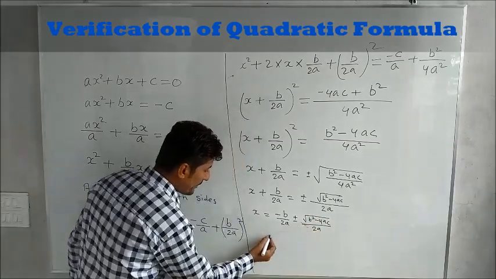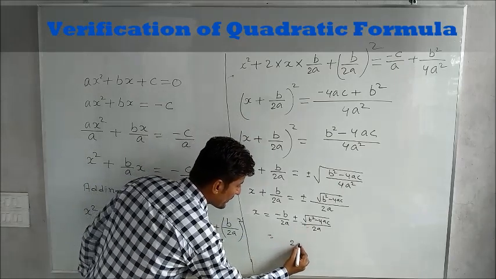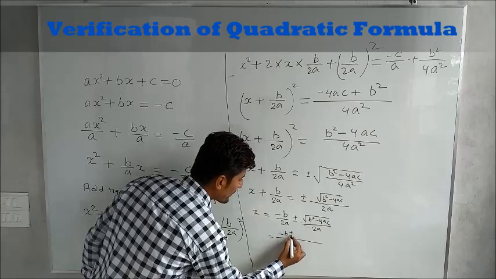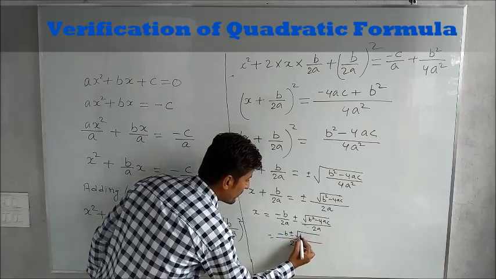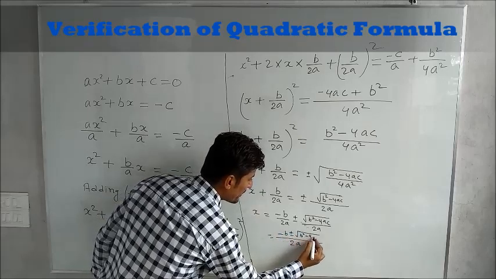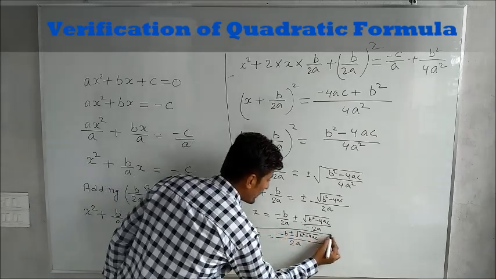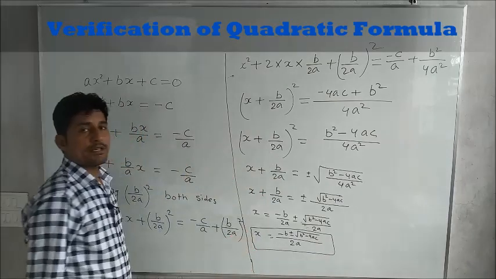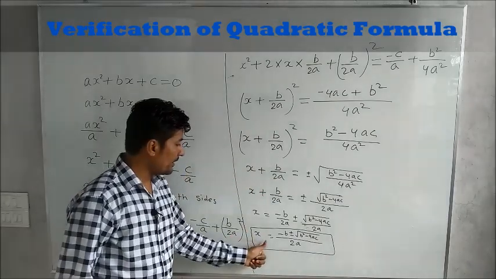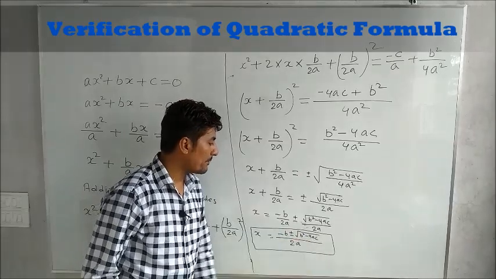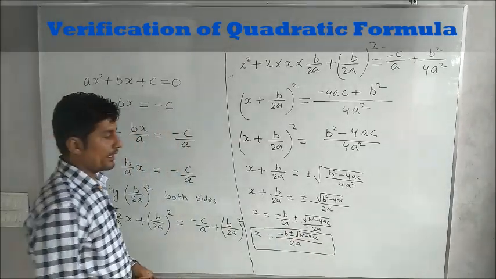Now we can find out the LCM here also. LCM will remain same, 2a. Now here we can write minus b plus minus under root b square minus 4ac. This is the value of x. So this is termed as quadratic formula. Means x equals to minus b plus minus under root b square minus 4ac upon 2a.